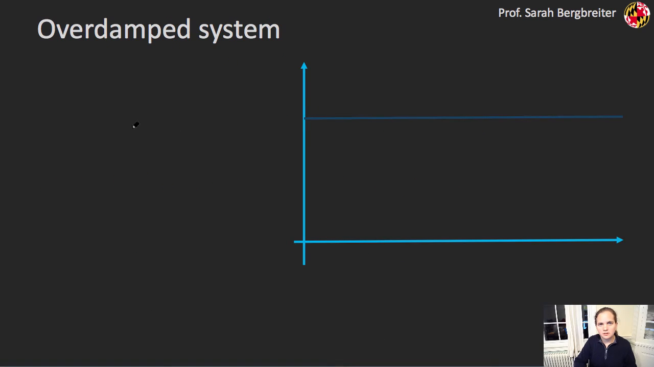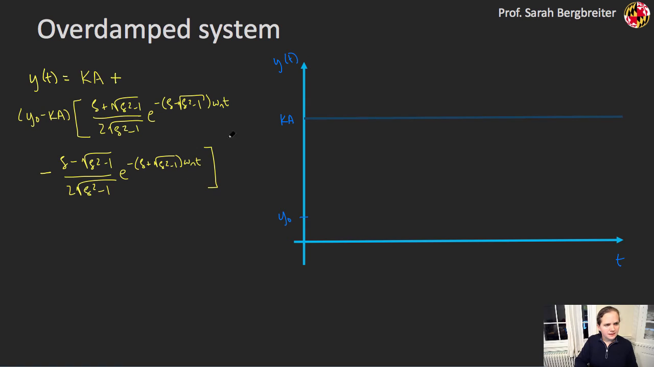overdamped. Let's start with the overdamped system, and I'll provide the y of t, but it's really just a giant nasty equation. All right, so here's the big nasty equation for y of t for the overdamped system. The important point right here, this Ka term, is what we're going to get at steady state. So that basically tells me that way out here at large time, my response looks like Ka.